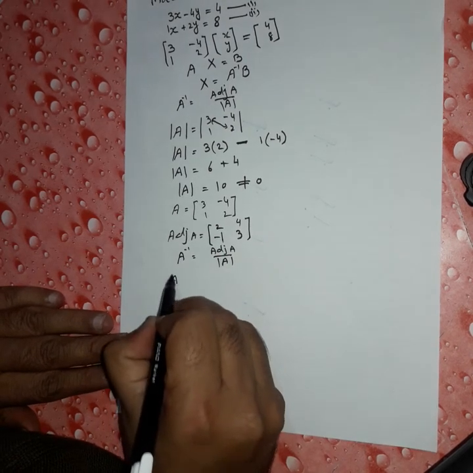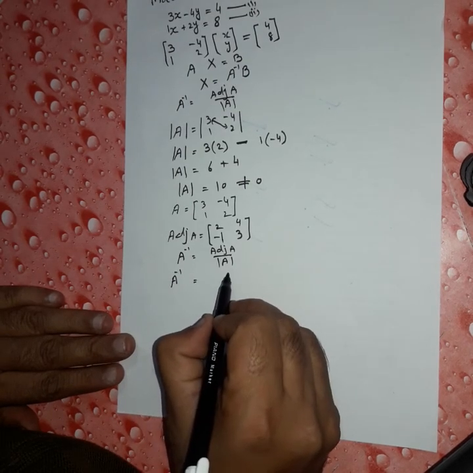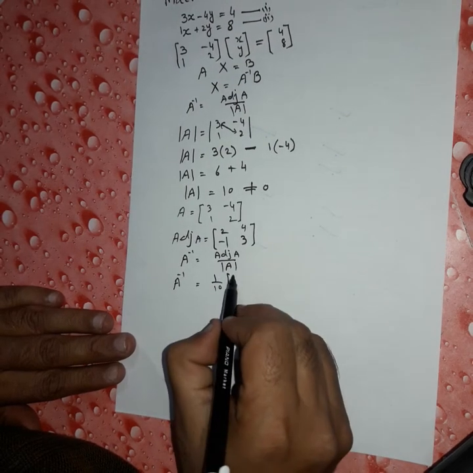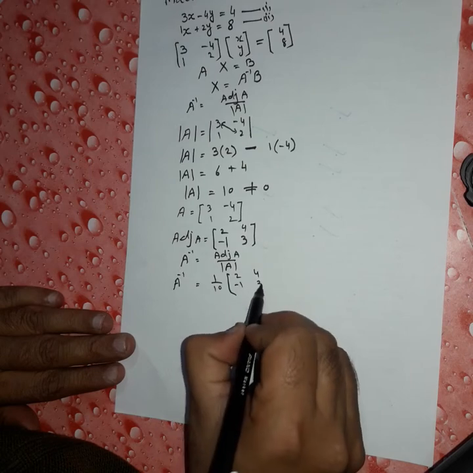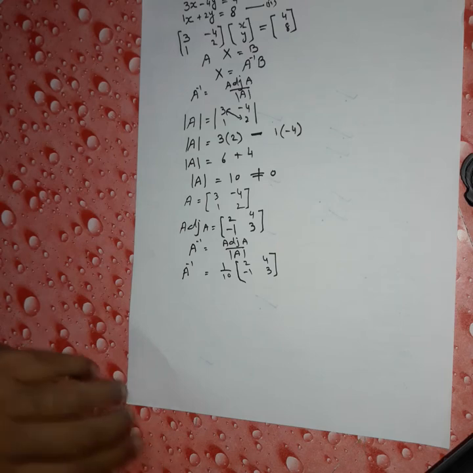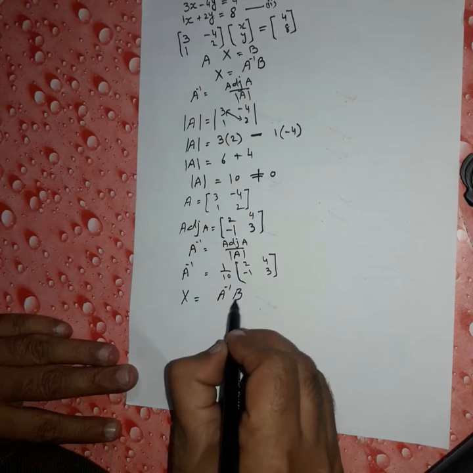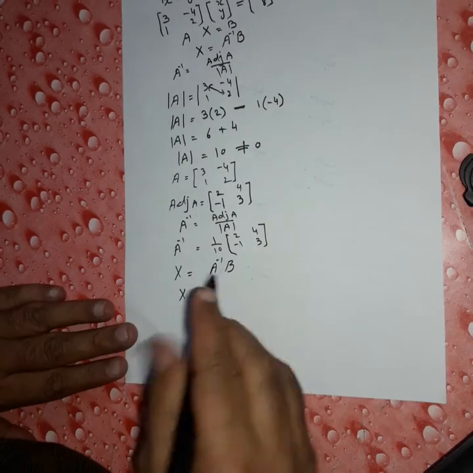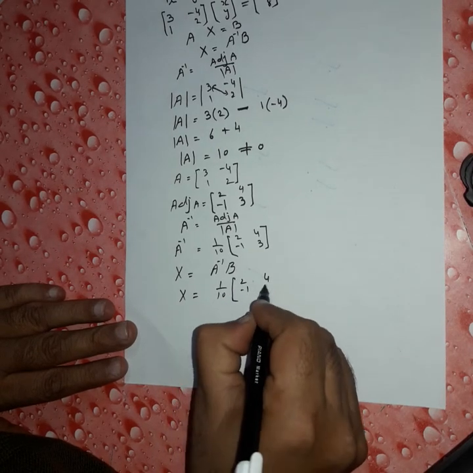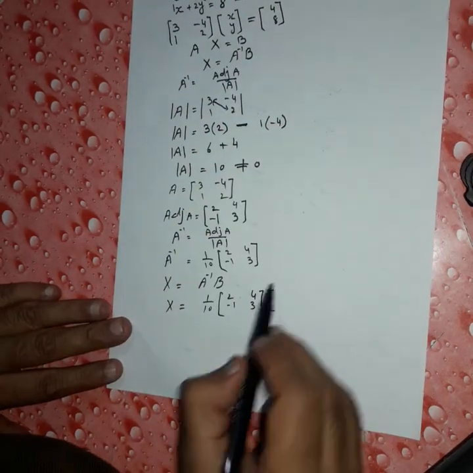A inverse is equal to adjoint of A over determinant. I write determinant of A as 10, so A inverse is 1 over 10 times the adjoint of A, which is 2, 4, minus 1, 3. As I told you earlier, X is equal to A inverse B. So X is equal to 1 over 10, 2, 4, minus 1, 3. And what is B? B is 4, 8.